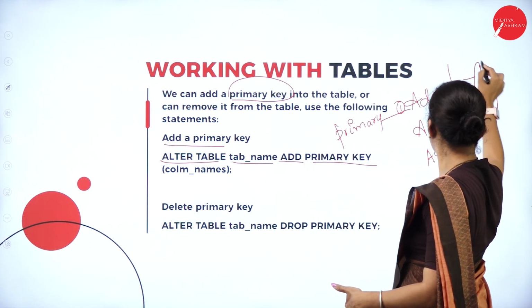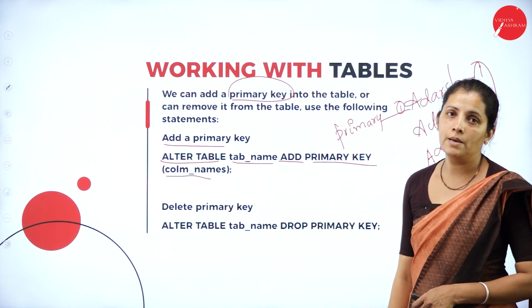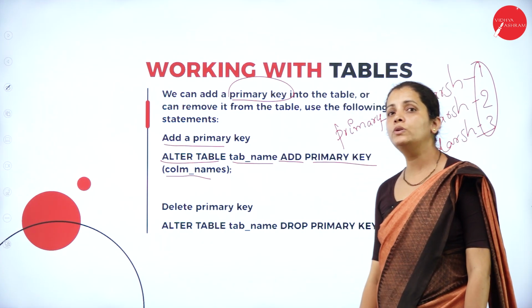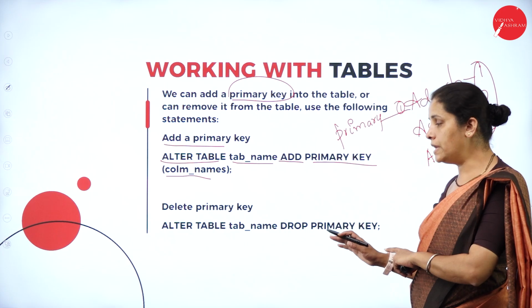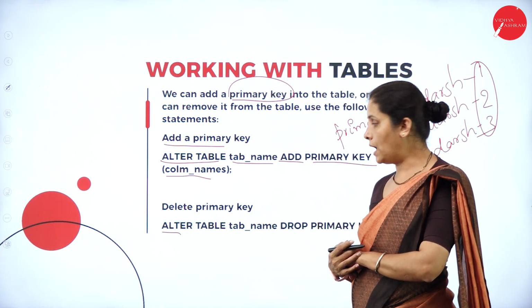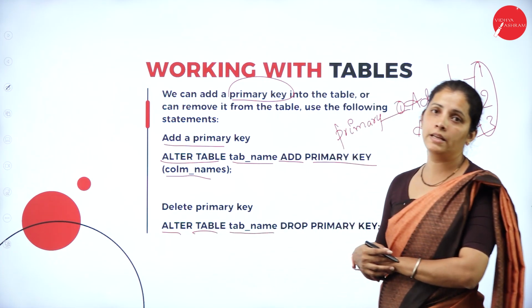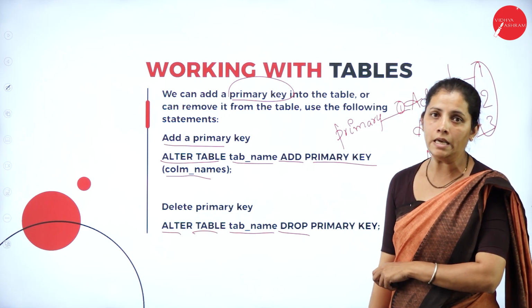It is nothing but the roll number, right? So I want to specify the column name, that's nothing but the field name, that's nothing but the roll number. Suppose I want to delete the primary key, what's the command? Alter table, I'm going to specify the table name, and at the same time, I'm going to drop the primary key.